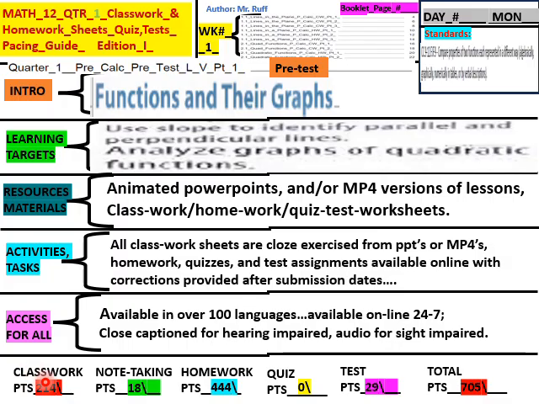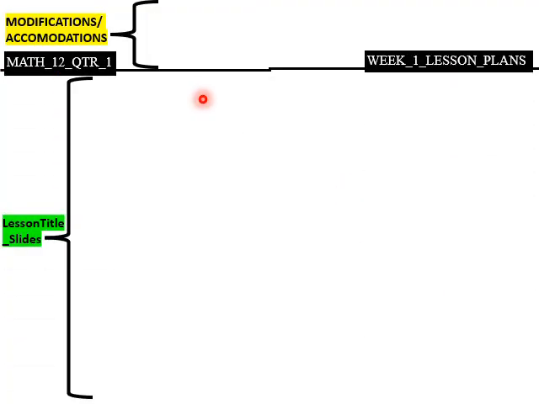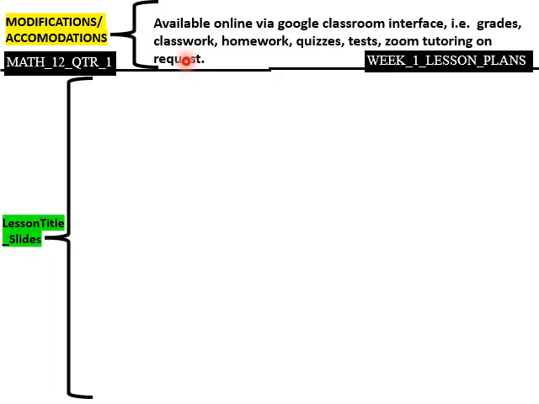And then your classwork points are 214 for week 1, 18 points in note taking, 444 points of homework. And then your pretest is 29 points, and the total for week 1 is 705 points. And then going back, modifications and accommodations are available online via the Google Classroom interface. You get a password to your Google Classroom. That is grades, classwork, homework, quizzes, tests, and Zoom tutoring on request.